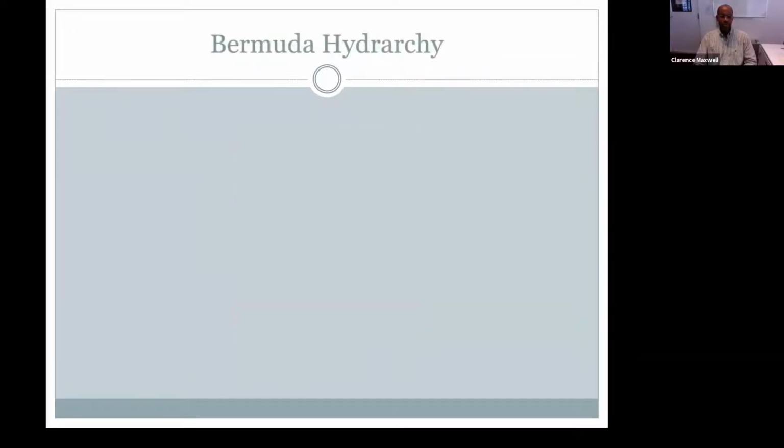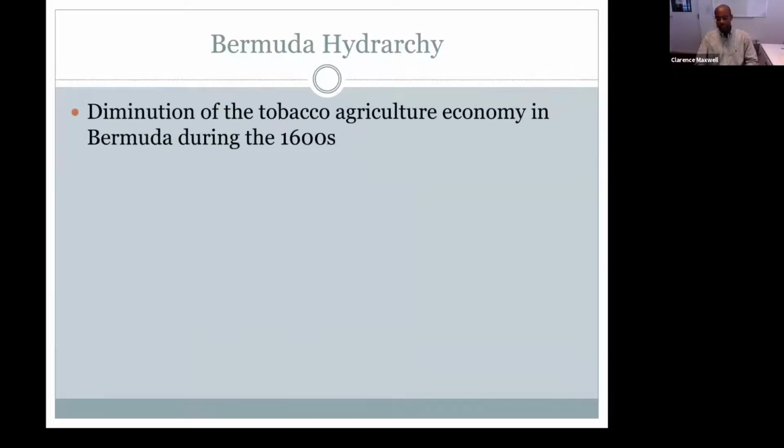Probably one of the longest serving presidents of Bermuda's Governor's Council. Several things, as I said: the Bermuda hydrarchy was in fact the establishment of a maritime state in Bermuda.